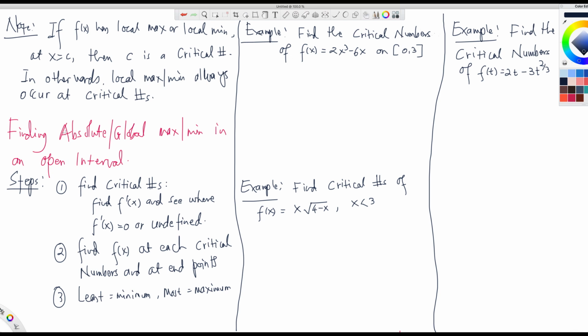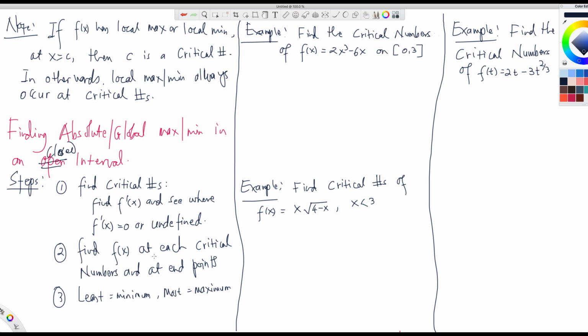So how do I find the absolute or global max or global min in a closed interval, okay? In a closed interval. If you are trying to find a global max or global min in a closed interval, how do I find that? These are the steps. Number 1, find the critical numbers. How do I find the critical numbers? Find f prime of x and then see where f prime of x is 0 or undefined. What we do is you find f prime of x and set that equal to 0, and then you will see where it is 0 or undefined. And those are the critical numbers.